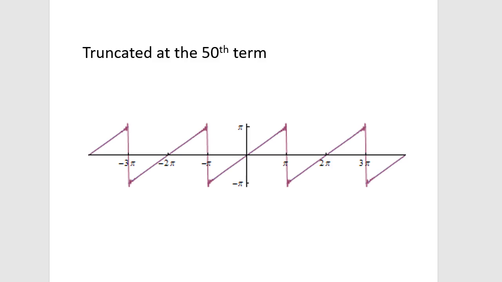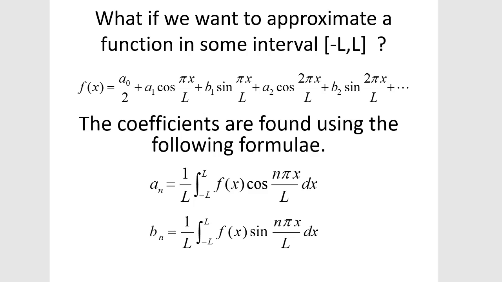Now, so far we've done only functions given from negative pi to pi. What if we want to approximate a function in some interval negative L to L? Well, in that case, we have to use the following modified form. And this can also be proven by calculating the orthogonality relations for negative L to L with these trig functions, which is cosine n pi x over L. Okay, we will do further examples of these later.